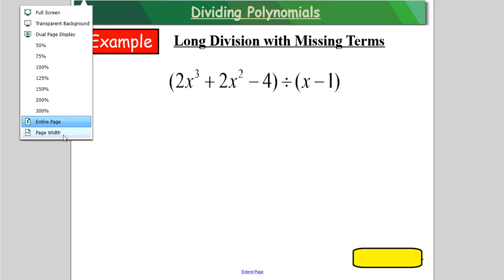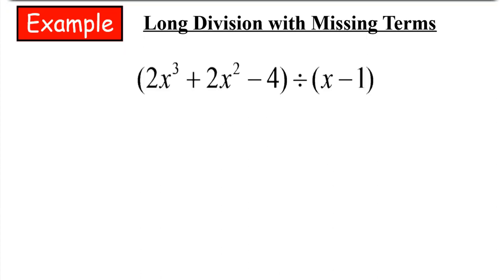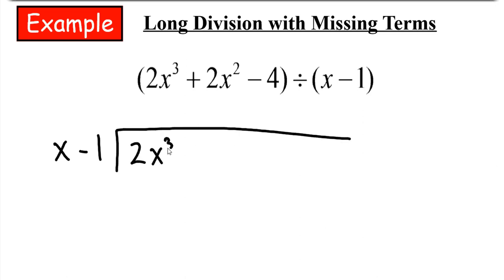Okay, we're going to do one more example of doing a long division, then I'll have you try one. So long division, even if we have a missing term. So x minus 1 dividing into 2x cubed plus 2x squared. There's a missing term here. There's not any x's, so I need to write a placeholder of 0 x's minus 4.